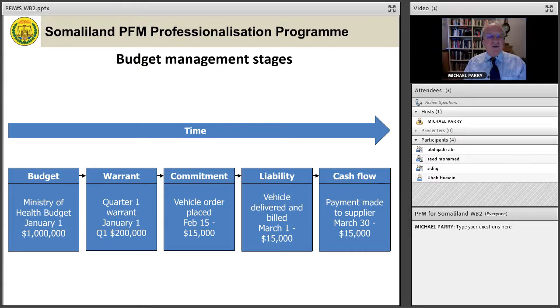Those are the stages. And a requirement of public sector financial management is you need to track expenditure all the way through those stages. Whereas in the private sector, you would actually only start tracking expenditure at the liability stage. Because in the private sector, you don't have this concern with keeping within budget in the way you do in the public sector. So in the public sector, you need to track expenditure all the way from budgets through warrants, commitments to liabilities and actual cash flow.